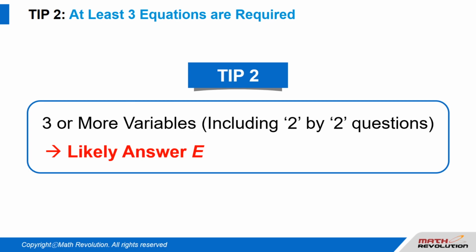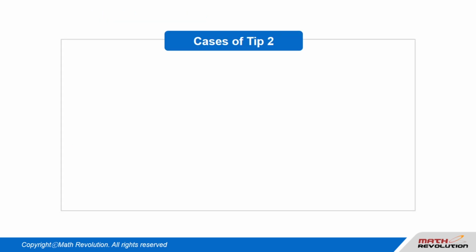Tip 2 deals with 2x2 tables, one of the most frequently occurring concepts on the GMAT nowadays. The answer is E if there are 3 variables. The answer is obviously E if there are 4 variables. Cases of Tip 2.